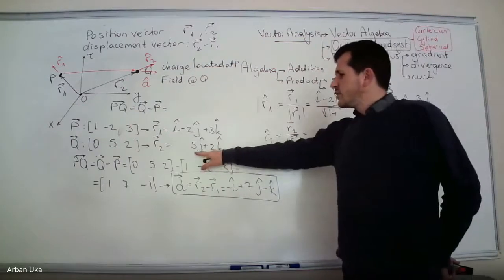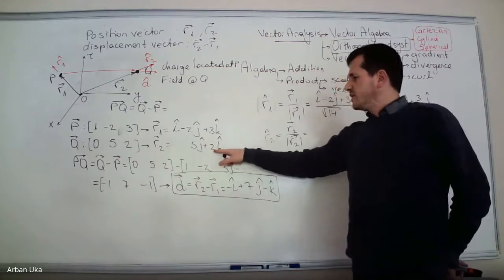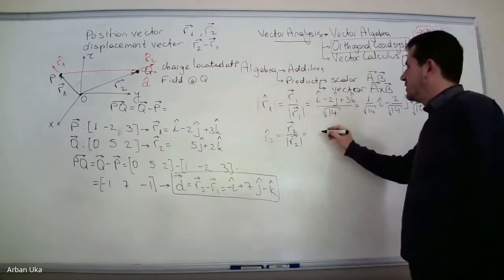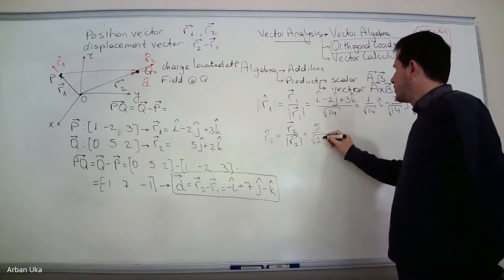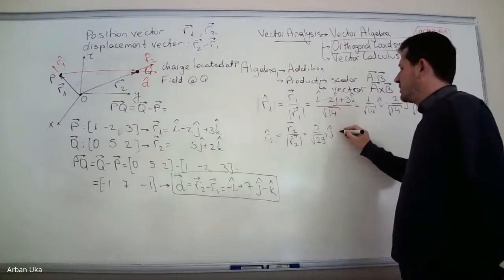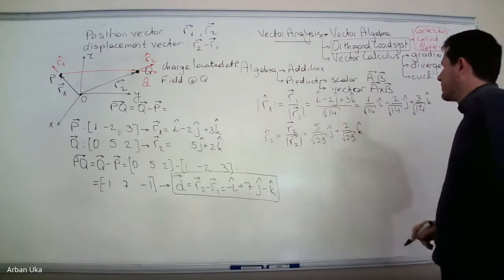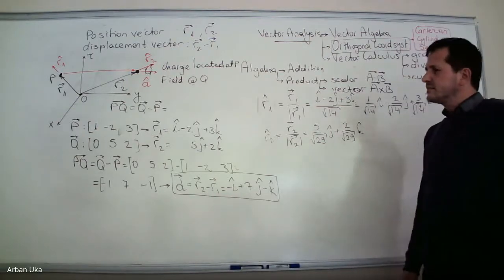We should take the inner product of R2 with itself. So here we have 25 plus 4, it is 29. So here we're going to have 5 over square root of 29 j plus 2 over square root of 29 k. So these are the, let's say, the unit length along this specific direction.